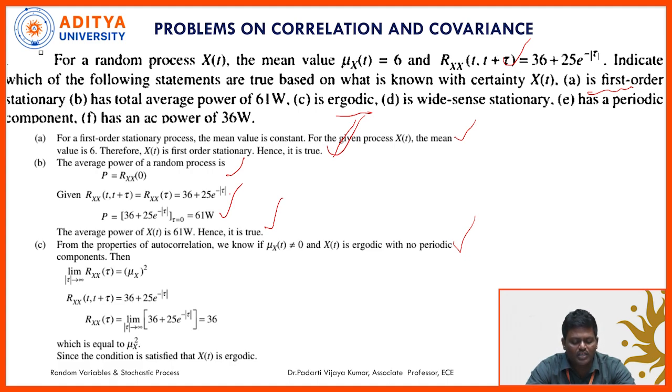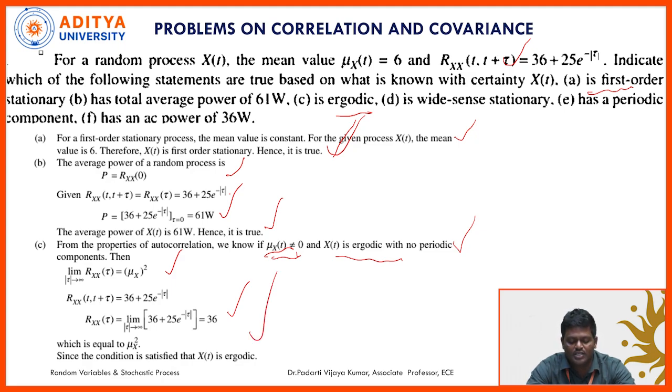If the time average autocorrelation function and statistical averages are equal, then we can say it is ergodic. Or else, from the properties of autocorrelation, if mu x of t is not equal to 0 and x of t is ergodic with no periodic component, this is the formula. Applying this formula, we will get 36, which is equal to mean whole square. So, the condition is satisfied, the statistical averages are equal to the time averages, hence it is an ergodic random process.